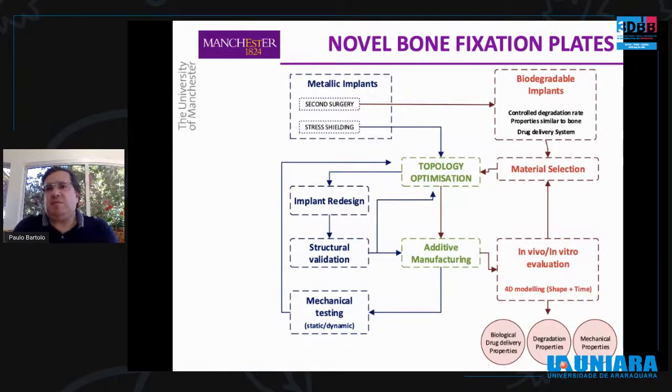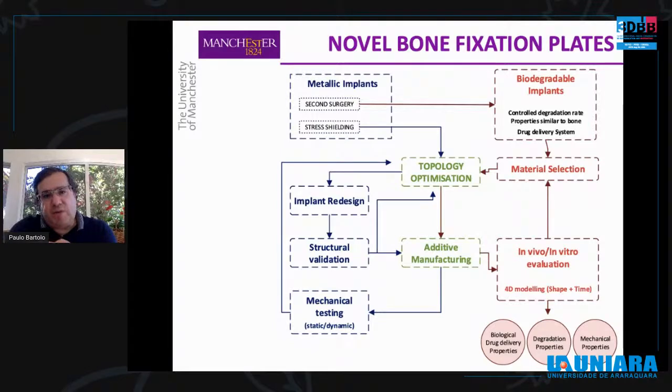So these are non-degradable plates. And there is no need to have the plate after the healing process. And besides that, there are some problems associated with keeping the plates in the body, related, for example, to the release of ions and the possible carcinogenic effect of those ions released.